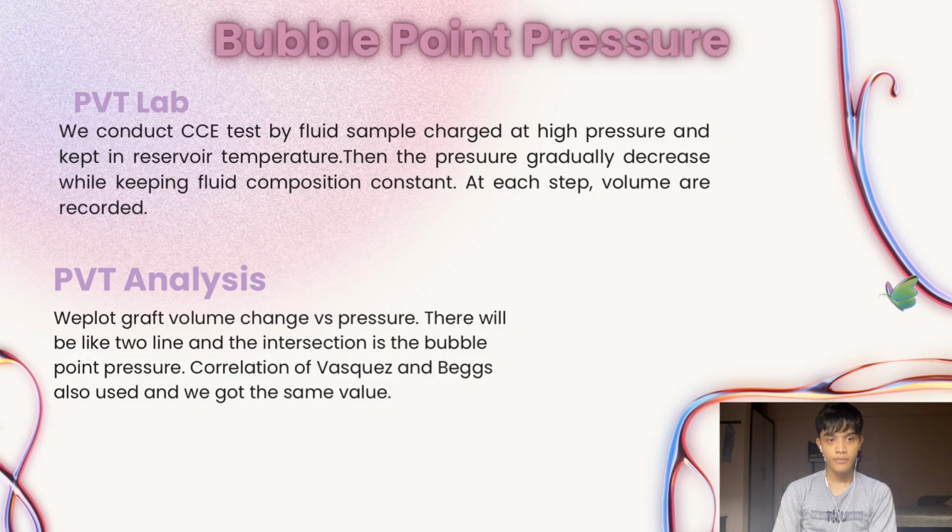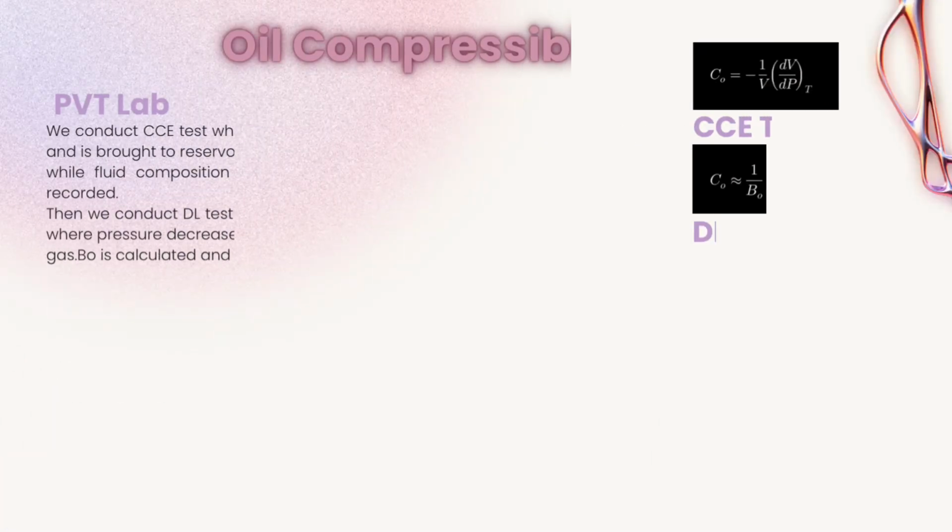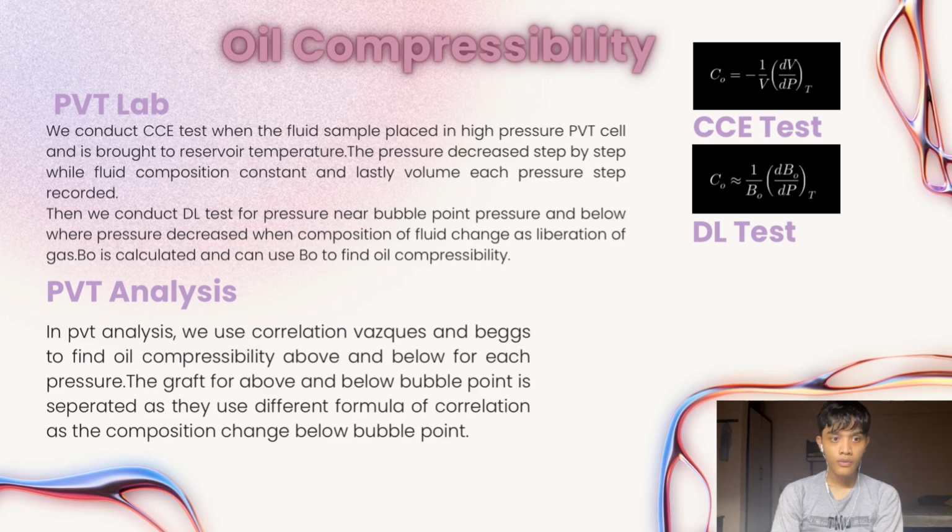In the PVT analysis, we plot the volume change that we get from the PVT lab against pressure. So there will be two lines, and the intersection is the bubble point pressure. We also calculated using the correlation of Vasquez and Beggs, and we get the same value. For the oil compressibility, in the PVT lab, we conduct the CCE test where the fluid sample is placed at high pressure, then brought to reservoir temperature, and the pressure is decreased step by step to get the volume for each pressure.